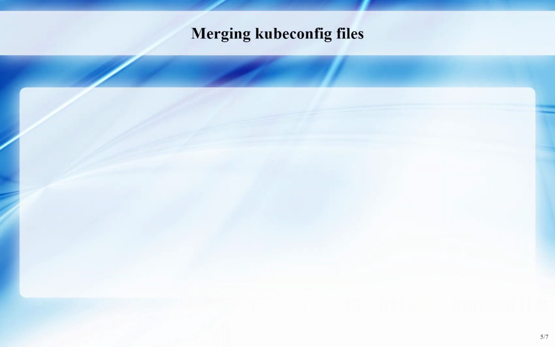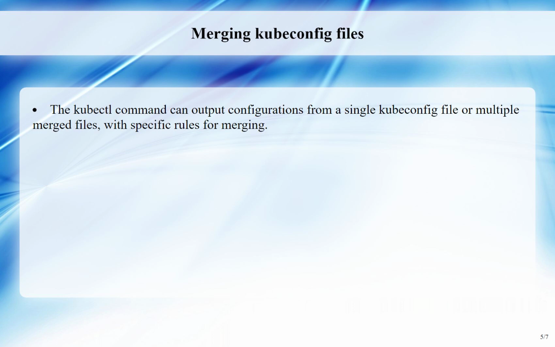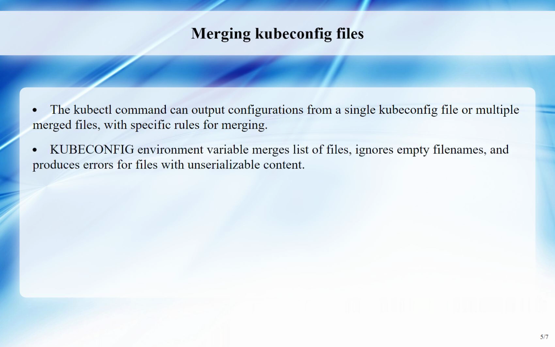Merging kubeconfig files. When using the kubectl command to view configuration, the output can come from a single kubeconfig file or the merging of several kubeconfig files. The rules for merging kubeconfig files are as follows. If the --kubeconfig flag is set, only the specified file is used without merging. If the KUBECONFIG environment variable is set, it is used as a list of files to be merged.